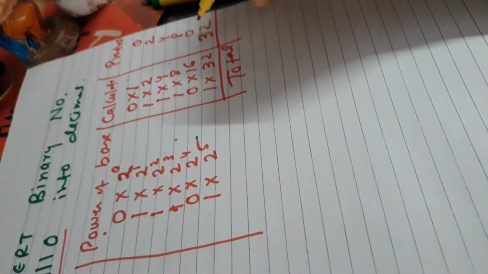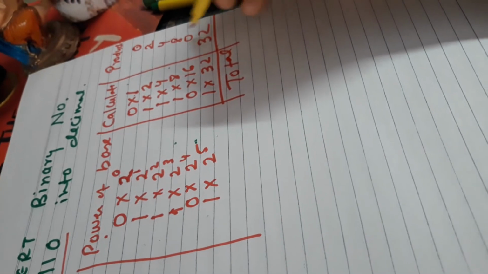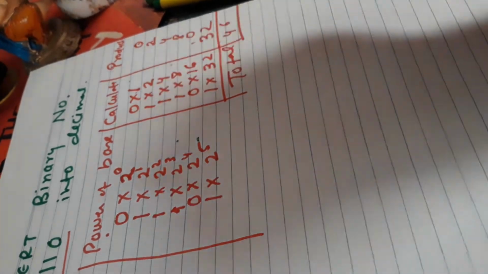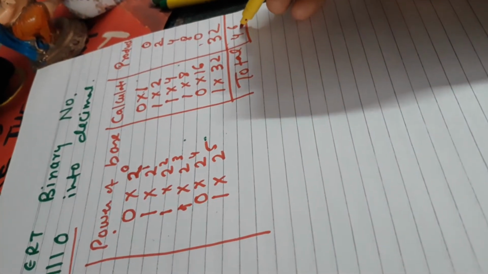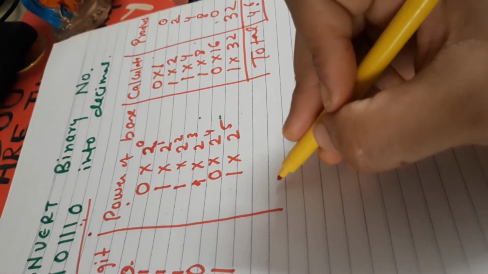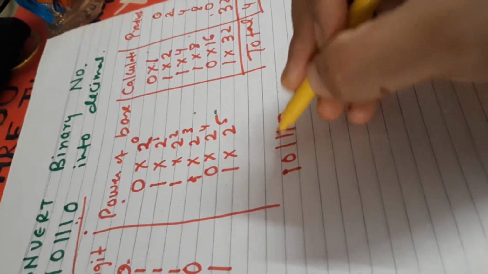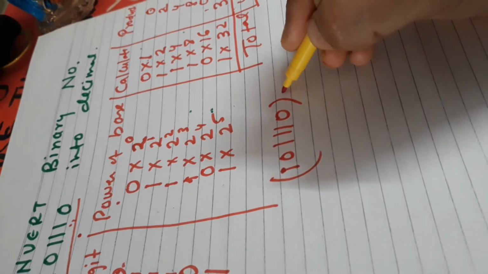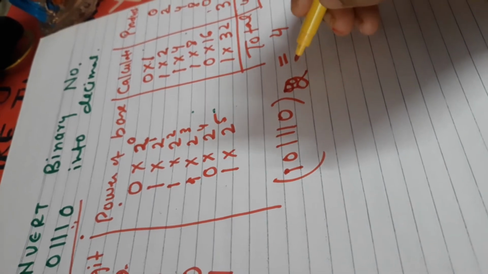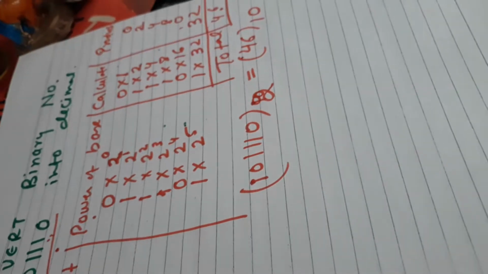So total is 8 plus 2 is 10, 16, 1 carry, 3 plus 1, 4. So the decimal number is 46 of this digit. Okay, so we will write like this: 101110 base 2 is equal to 46 base 10. All right.